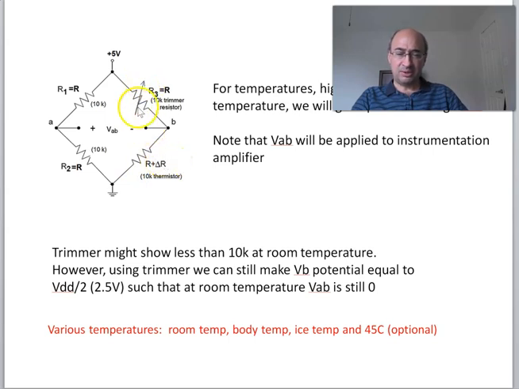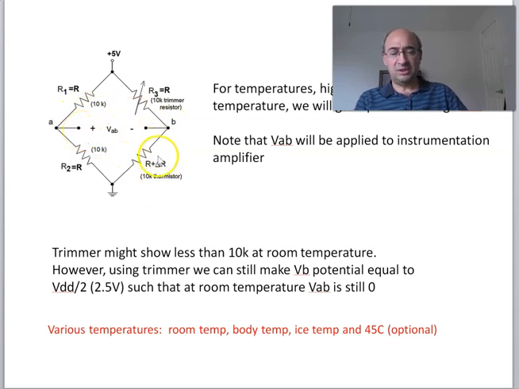So we use a trimmer such that at room temperature we set the value of R3 same as the thermistor. So the potential VB should be equal to potential VA. Normally VA should be half of VDD, which is 2.5 volts. By adjusting the trimmer, we make sure that we have the 2.5 volts on terminal B. So at room temperature, we want to have VAB of 0 volts.